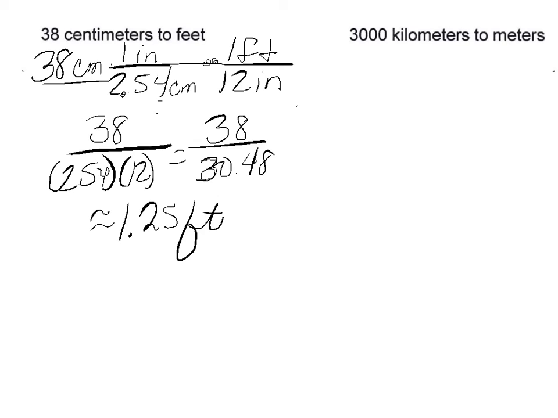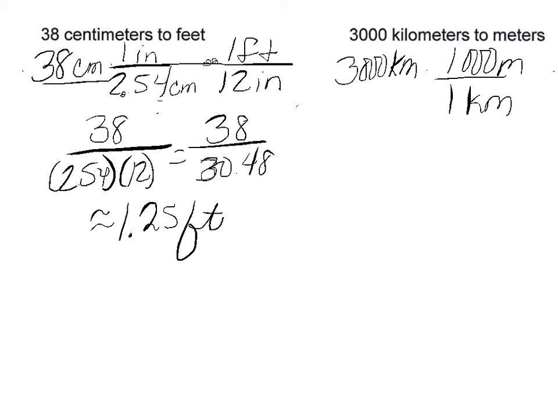One last conversion, 3,000 kilometers to meters. And again, look up top, and it says that there are 1,000 meters in a kilometer. Maybe that's one that you already know. So 3,000 kilometers, we want to figure out how many meters that would be. It should be a lot, right? Because there's a lot of meters in 1 kilometer. So I want my kilometer label to cancel, so I'm going to put that on the bottom. So there are 1,000 meters in a kilometer.